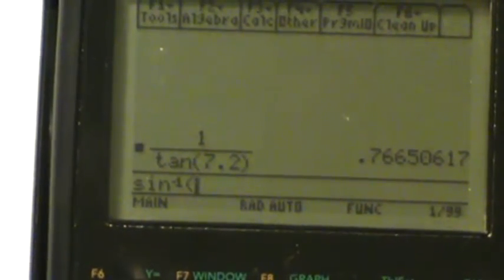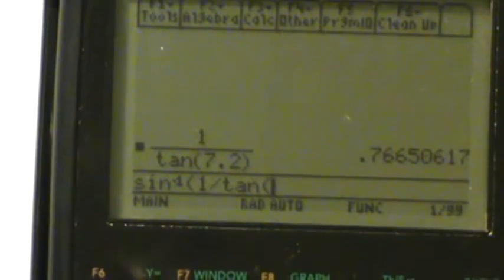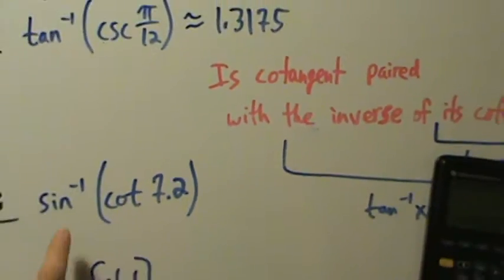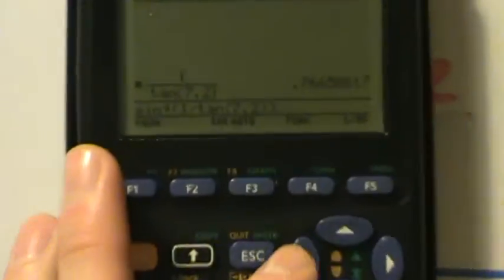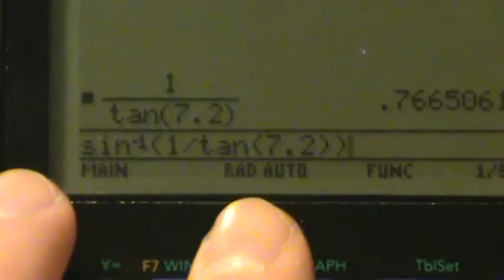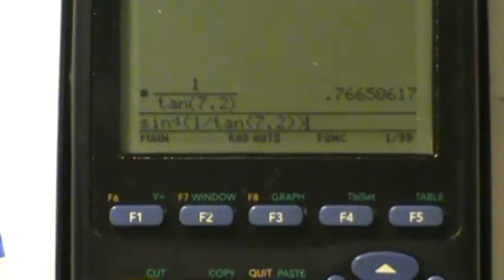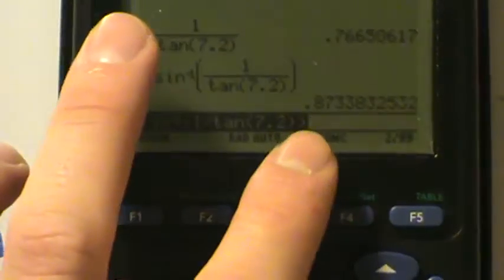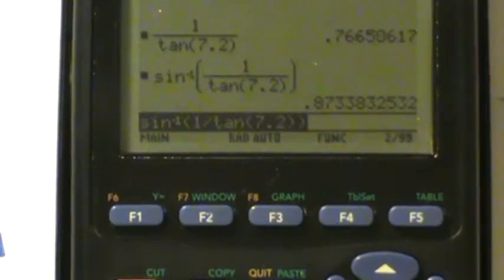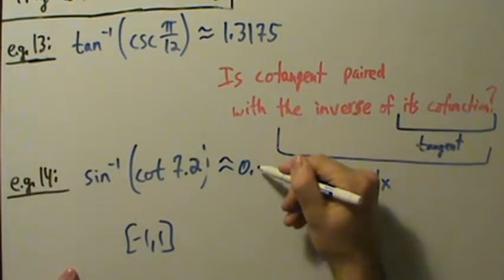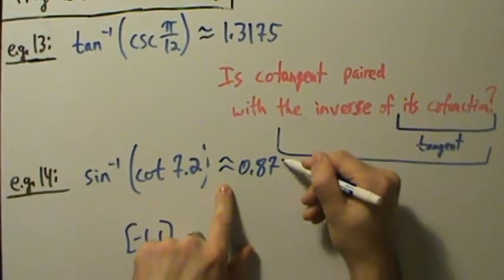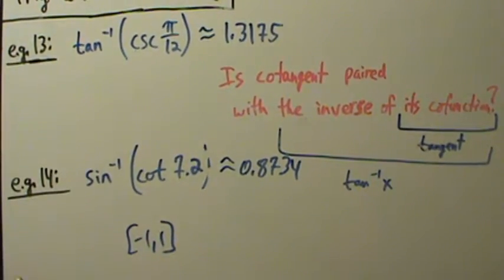So inverse sine of 1 over the tangent of 7.2. Remember, what we wanted was inverse sine of the cotangent of 7.2. That's what we want to evaluate, using a calculator. When we evaluate that, we get about 0.8734 if we want to round to 4 decimal places. Okay, so let's zoom out a bit. And that's our final answer, approximately 0.8734. Okay, so that's it for example 14.